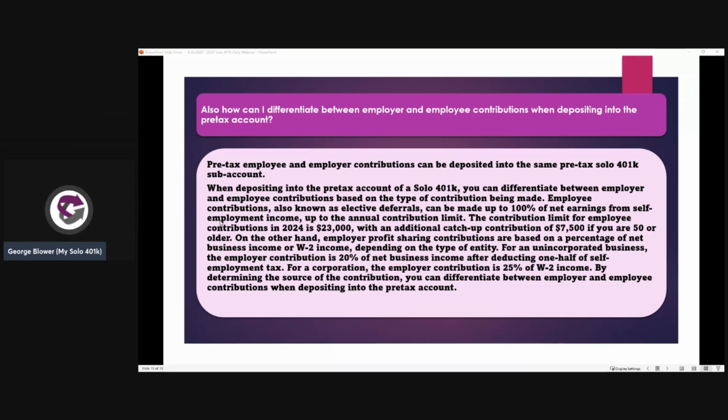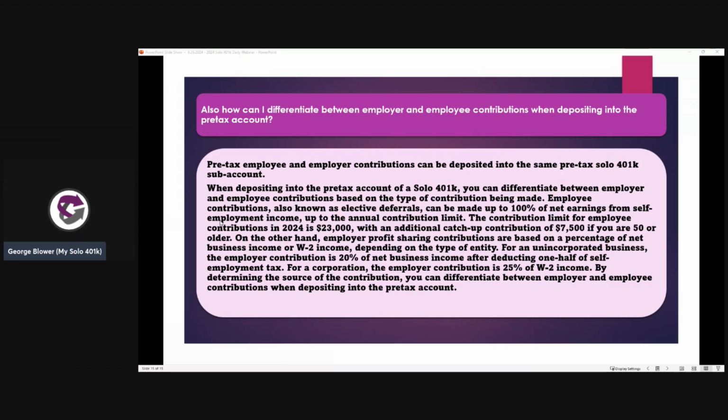Now, in terms of employer profit sharing contributions, it's going to be a percentage of your self-employment compensation. And what your self-employment compensation is will depend on how your business is taxed. So for example, for a business that is taxed as a corporation, self-employment compensation is equal to the W-2 wages that you receive from the corporation. In this case, the employer contribution limit is 25% of your W-2 wages.